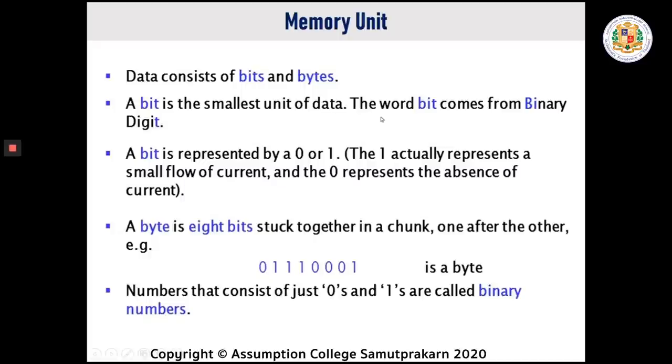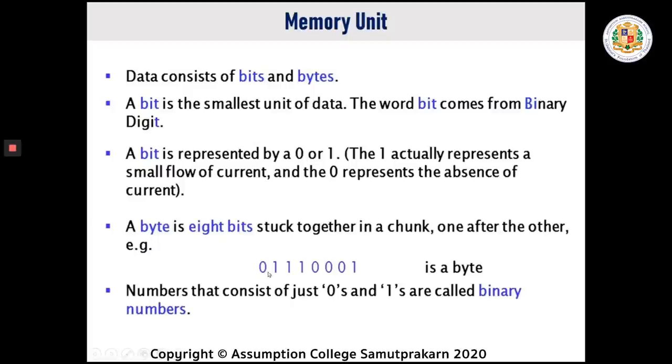Okay, as you can see in the diagram, the word bit comes from the word binary. Binary means it is represented by 0 and 1. The 1 represents a small flow of current, for example in your switch, 1 is on, and the 0 represents the absence of current, 0 or off. A byte is composed of 8 bits, stuck together in a chunk, one after the other.